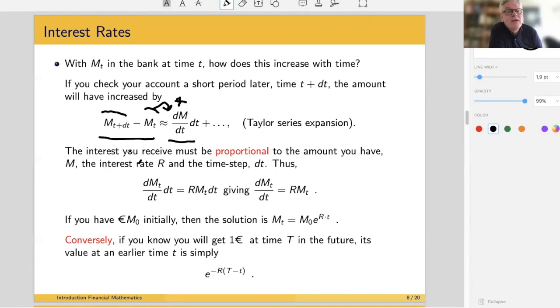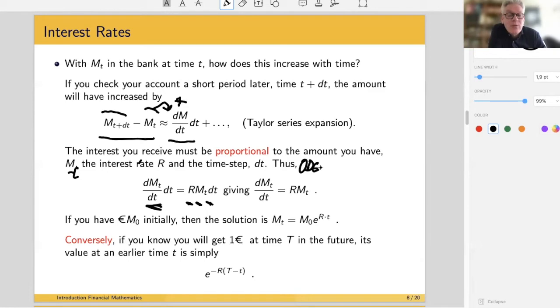Then the interest we receive on our money on the bank account will be proportional to the amount we have invested, M(t), the interest rate R, and also the time period the money is on the bank account, dt. So the right-hand side, dM/dt times dt, is proportional to R, to M, and to dt. And that gives us an ordinary differential equation, an ODE, dM/dt is equal to R M(t).